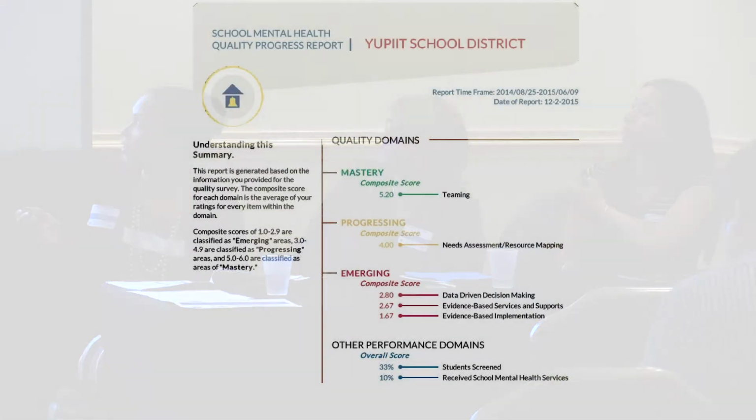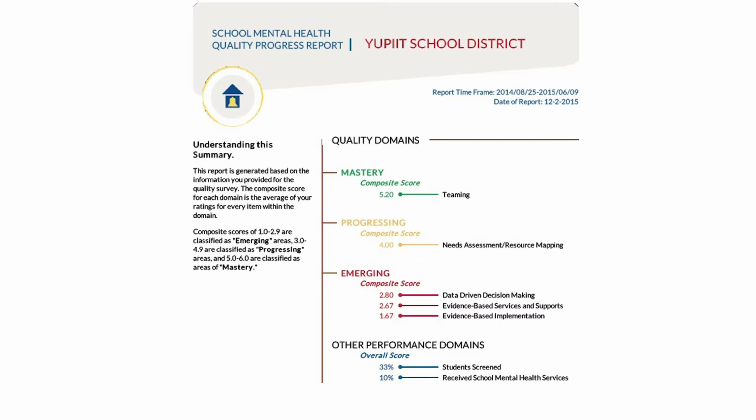I just want to clarify the sections too, the domains, when we get to the quality indicators. So the indicators include teaming, so who's doing the work in your buildings, needs assessment and resource mapping. So how are you identifying what you need, what things you already have at your disposal and are you using. Screening is another one. Evidence-based practices, evidence-based implementation, so kind of how well and with what fidelity you're doing those, not just do you have it or not. Student outcomes and data systems, and data-driven decision-making.